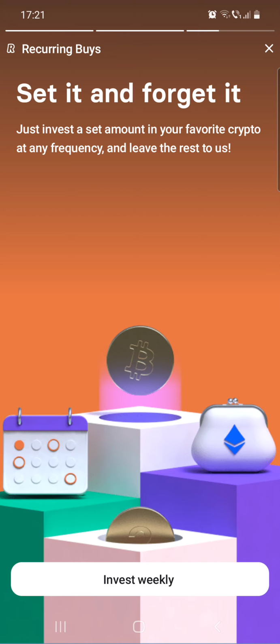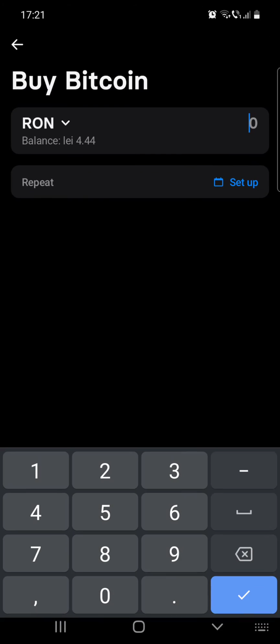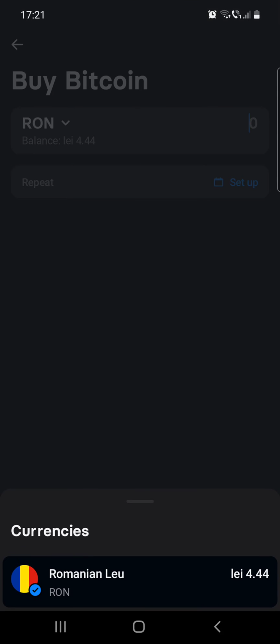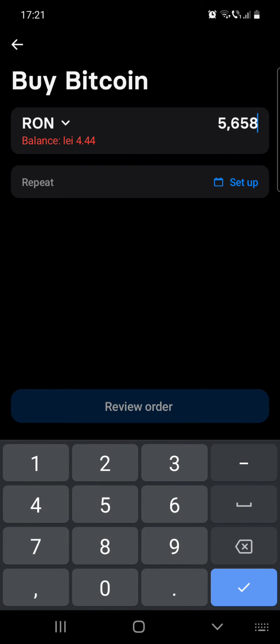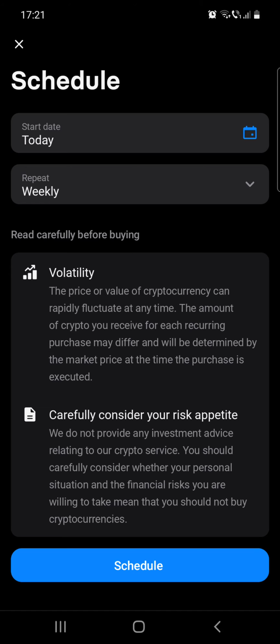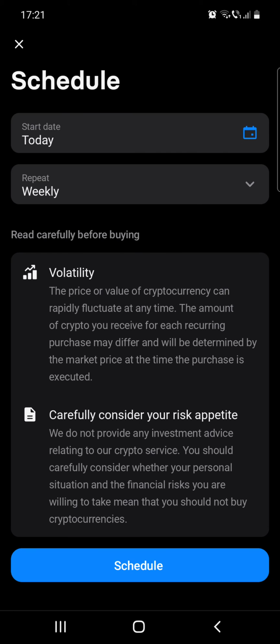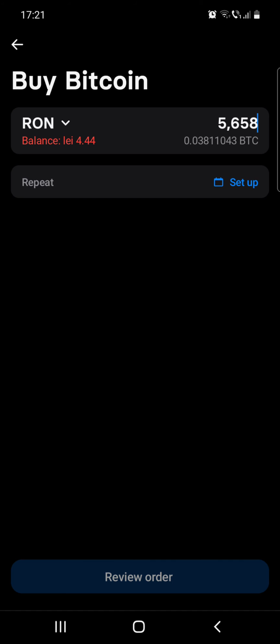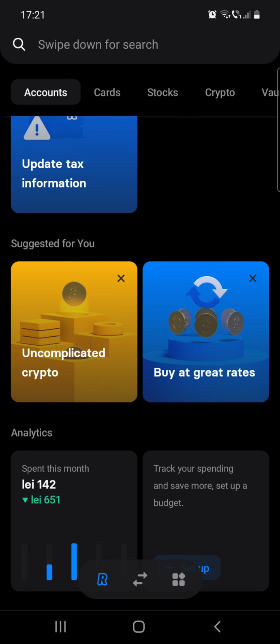Yeah, so with this feature you can set up a weekly investment plan. You can choose your crypto, for example Bitcoin. You can choose your currency. As you can see, I have Romanian lei right now, and you can choose the amount, set up the repetition. You can even set monthly, daily, and schedule, and that's it pretty much. It's quite useful function if you are into this stuff.